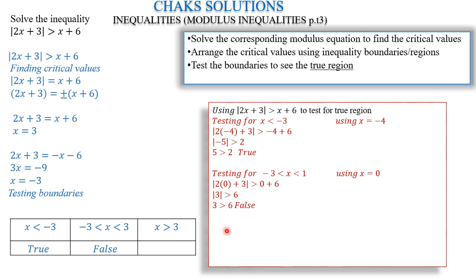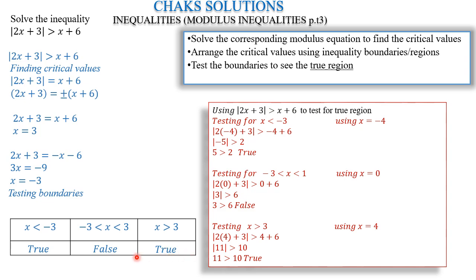Alright, now we go to the next region. So the next region is for x greater than 3. So we are taking a number that is greater than 3 here, so you can use x equals 4 here and place it into this inequality here. So you can see we are going to have modulus of 2 times 4 plus 3 greater than 4 plus 6 here. We are substituting in place of x. So now we are going to have 11 is greater than 10. Alright, so modulus of 11 greater than 10 will just give us 11 greater than 10. So you can see 11 is greater than 10, which is true. So which makes this region a true region here.